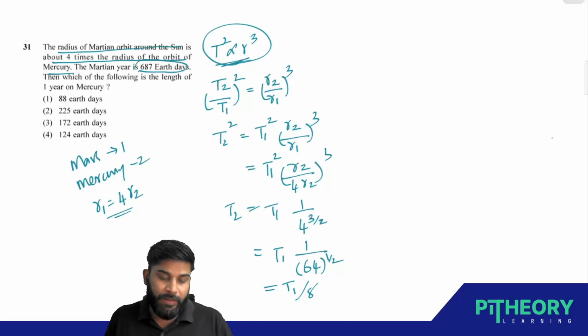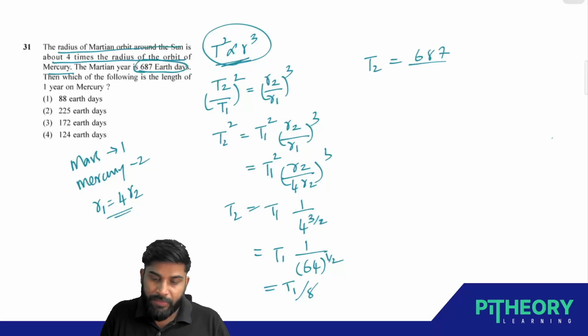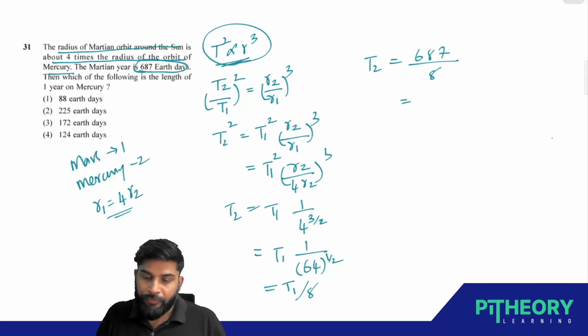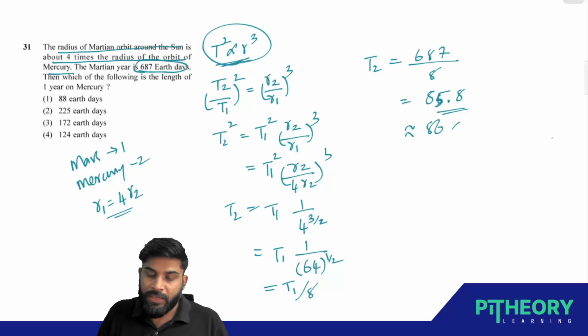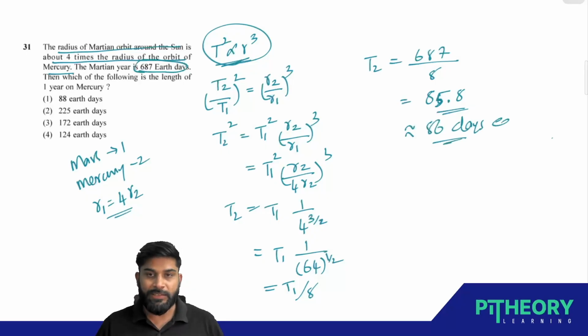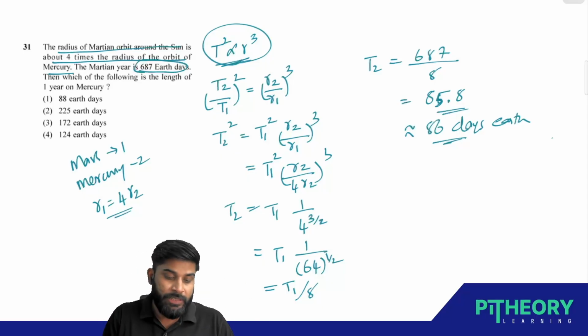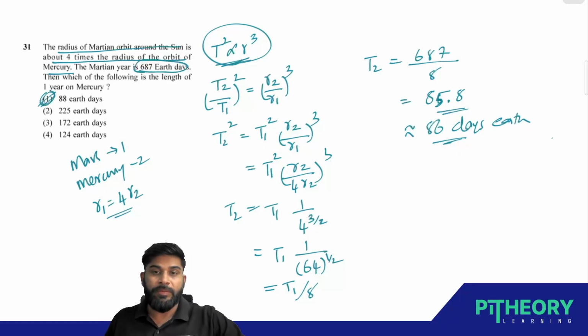Now, what is T1? T1 is that of the Martian year, 687 Earth days. So T2 you can write as 687 divided by 8. How much is that equal to? 8 into 8 is 64, remaining 47, 5 times it will go, correct? Remaining 7 in 70, again 8 will come. Remaining 6 will come. So approximately you get this is equal to 86 Earth days. Okay, so when you check the options, the closest one is actually 88 Earth days. So option number one will be the answer for this.